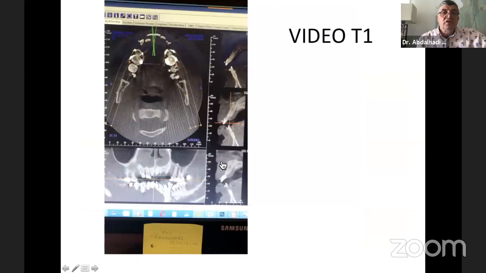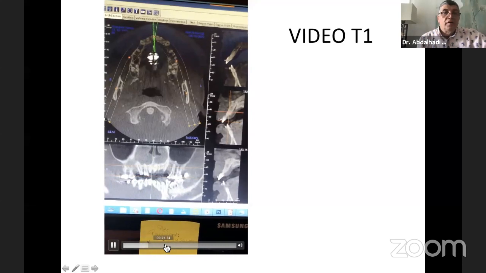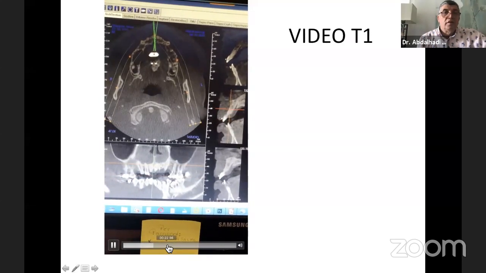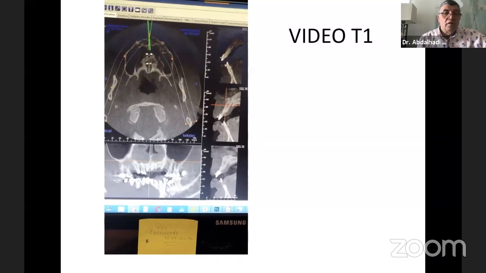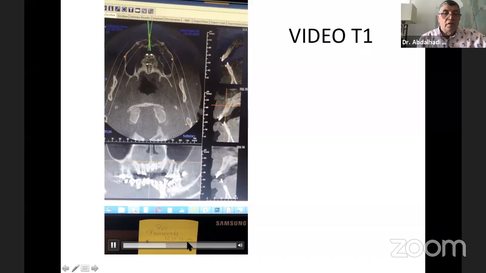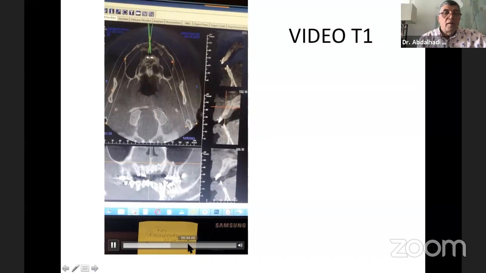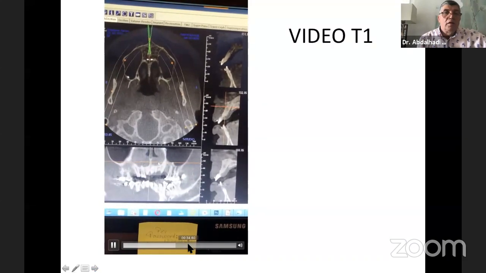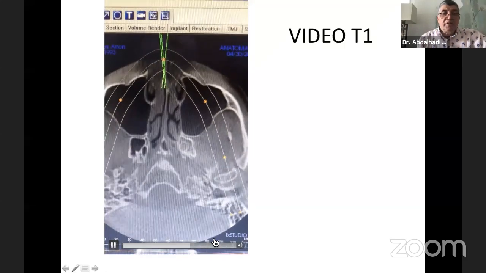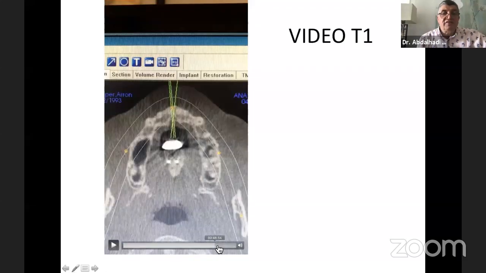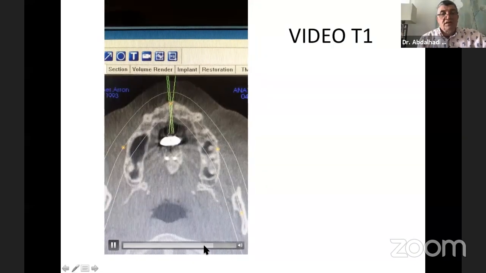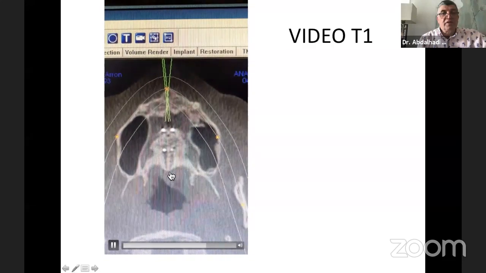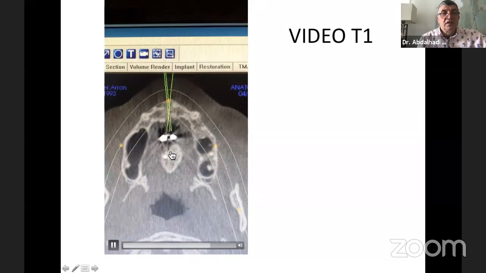The video here, video J1. Okay. Again, the patient will say that he feels better in breathing. Here, I think the suture is opened a little bit somewhere.